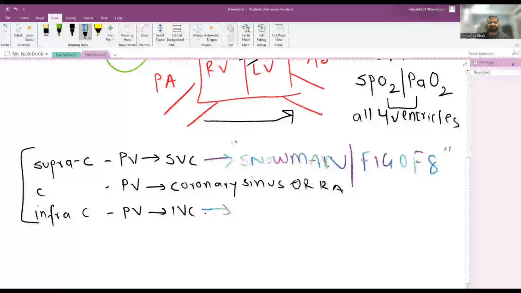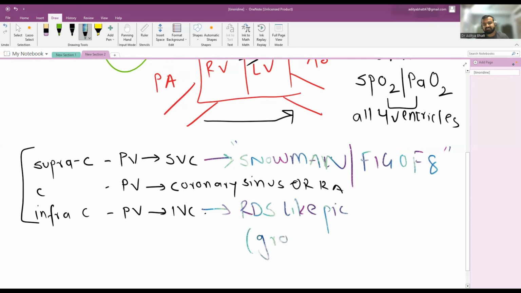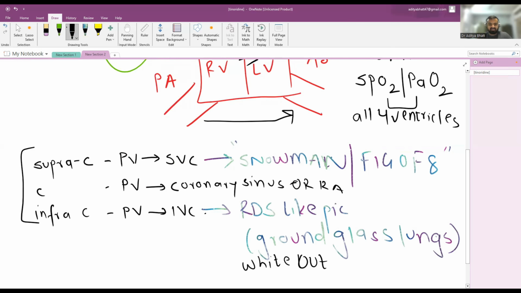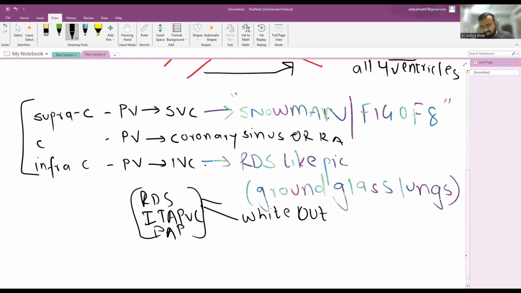In infracardiac TAPVC, you see an RDS-like picture. There are ground glass lungs, or absolutely white out lungs. Ground glass or white out lungs are seen in 3 conditions in a newborn: RDS, infracardiac TAPVC, and pulmonary alveolar proteinosis. Okay, so these are the 3 causes of white out lung in a newborn. So in infracardiac TAPVC, you do not see snowman appearance, you see a ground glass or white out lung.